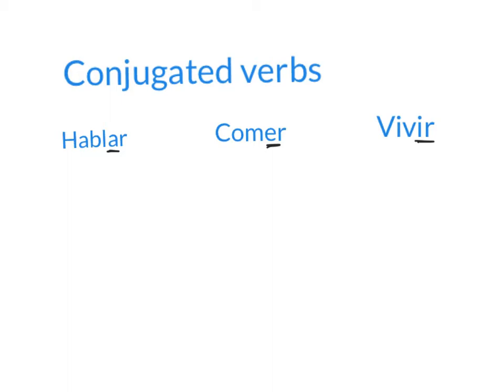Conjugated verbs have different endings depending on the type of verb that it is. So again, this is already done on your sheet for you. The verb hablar means to speak, but as soon as I conjugate it or take off the AR and add a new series of endings, for AR verbs, those endings are o, as, a, amos, and an, I attach a subject. So when I say hablo, I'm saying I talk. Hablas, you talk. Habla, he talks. Hablamos, we talk, and hablan, they talk.